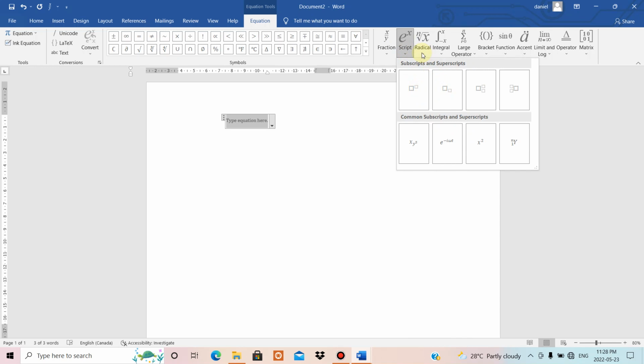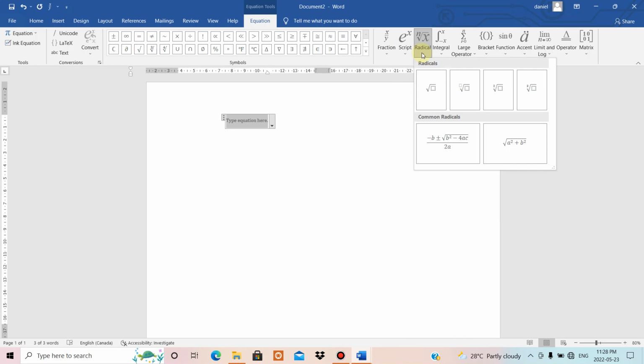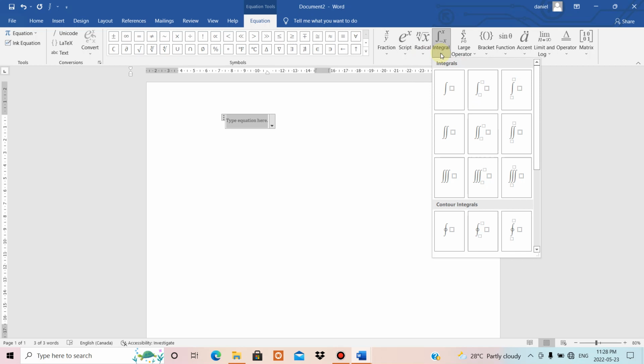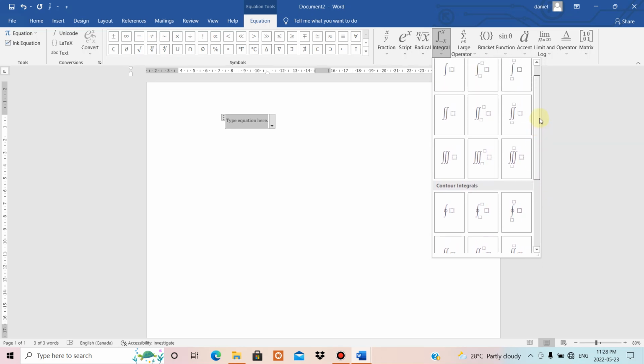Now we have the Radical. This radical is the square root sign, whether it's a cube root or a square root, any root sign can be located in the Radical. The next menu is the Integral. This is the normal integral sign. If you have an integral with limits, then you use this one. You can scroll down to see any form of integral sign that you want.